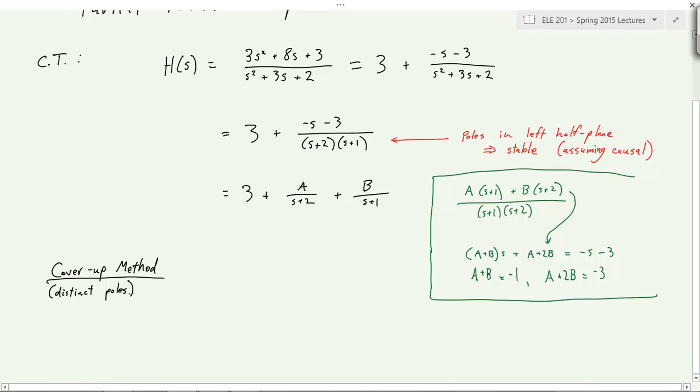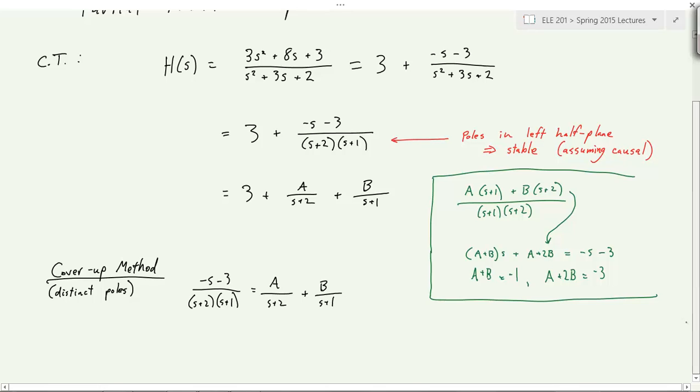Then what you can do is this. Again, let me just write out explicitly what we're trying to calculate. We're trying to get an A and a B from this fraction: A over s plus 2 plus B over s plus 1.